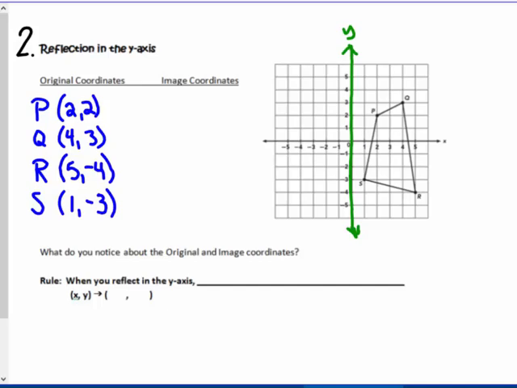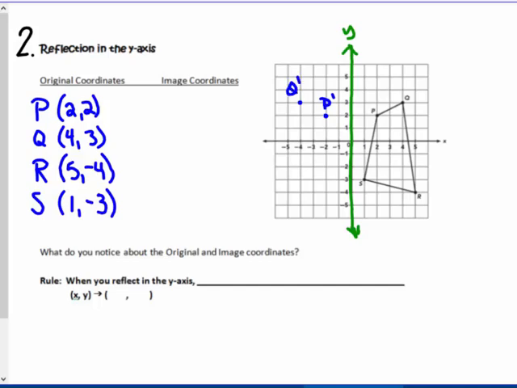So reflecting over the y-axis, P becomes 2 to the left, so P's image. Q, which is currently 4 to the right, comes over here and becomes 4 to the left, equally distant and perpendicular.